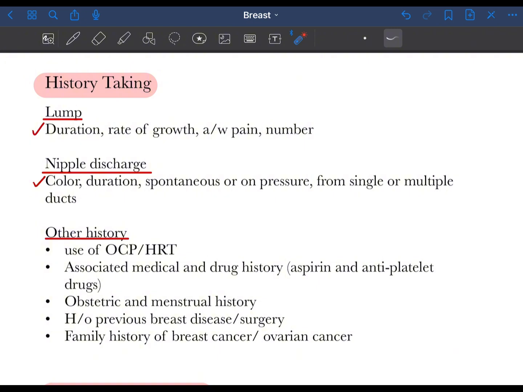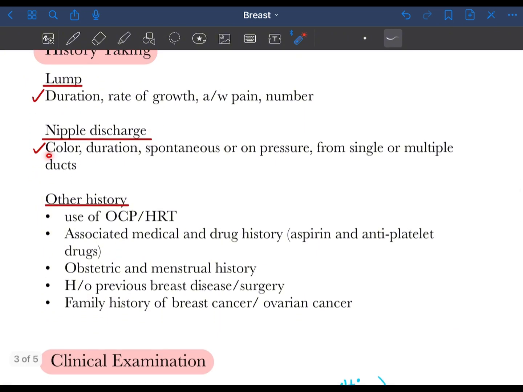Then about the nipple discharge, we need to ask about the color, whether it is serous, serosanguinous, bloody or milky, and the duration of the nipple discharge, whether the discharge is spontaneous or only on pressure, and whether it is from a single or multiple ducts.